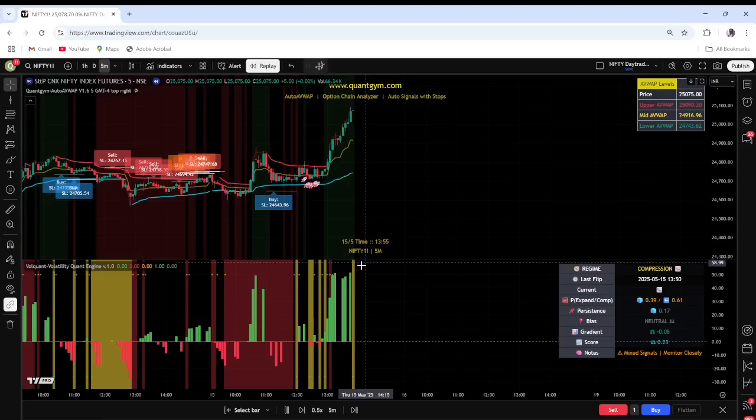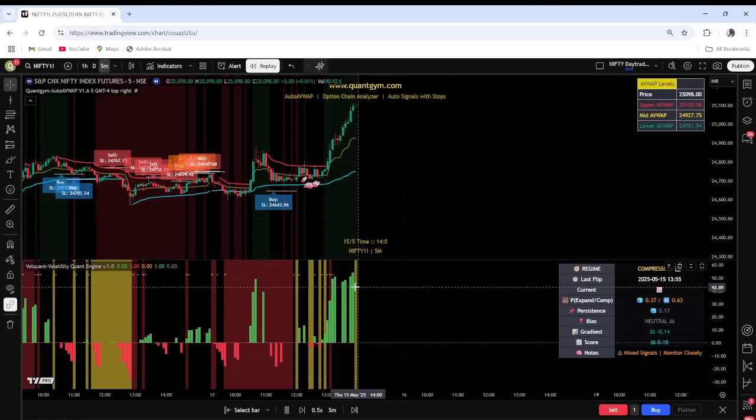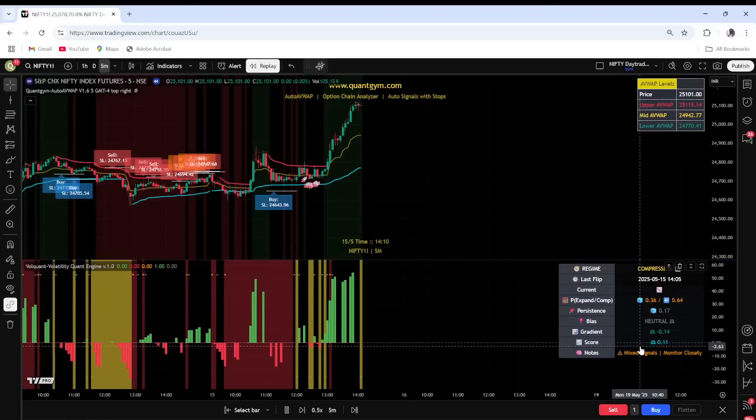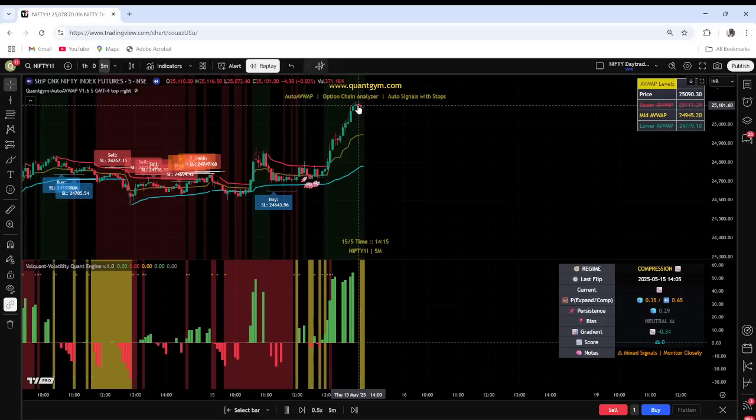2 o'clock. Now just watch, these are congestion signals coming. This is telling you a mixed signal. So basically this is where I will not expect further expansion in volatility or a large move. There will probably be congestion from around here. Let's see what happens.